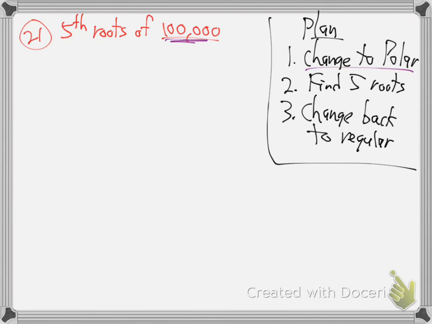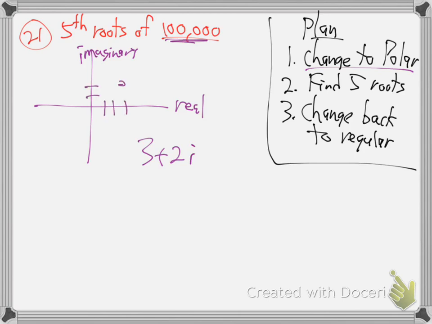Let's graph it on the complex plane. Remember, this is the imaginary axis, and this is the real. Remember the complex plane? If somebody gave me something like 3 plus 2i, where would that dot be? Right 3, up 2, boom. That would be the dot 3 plus 2i.